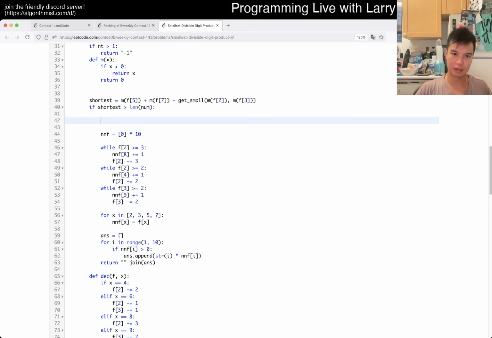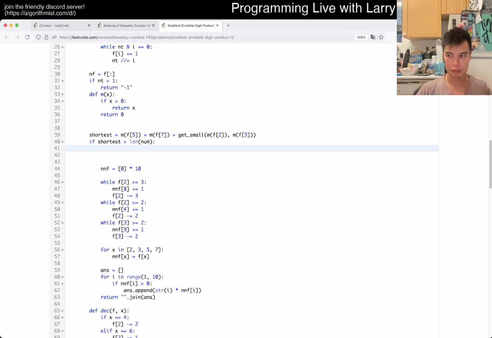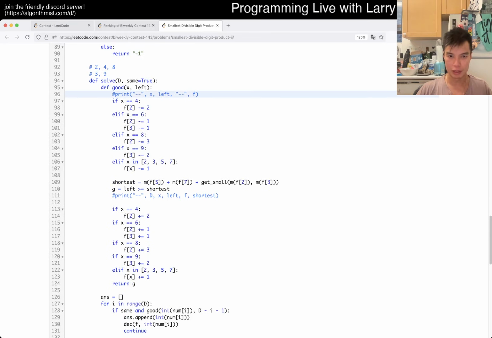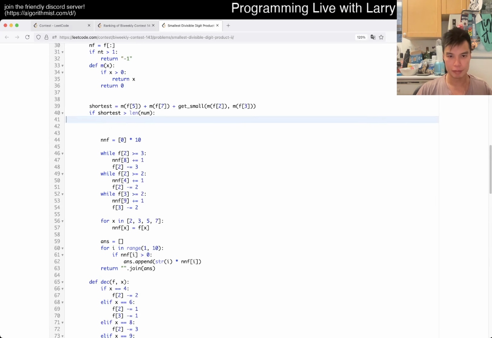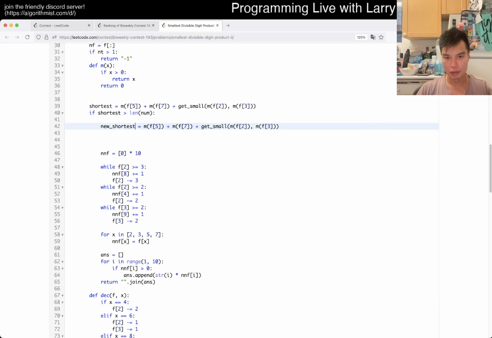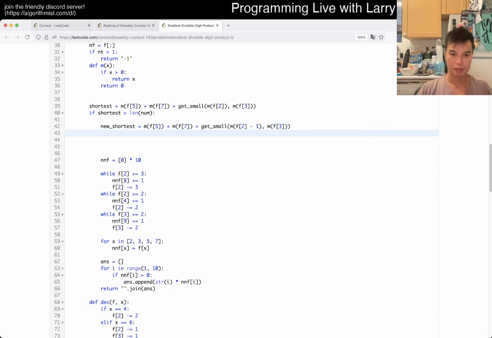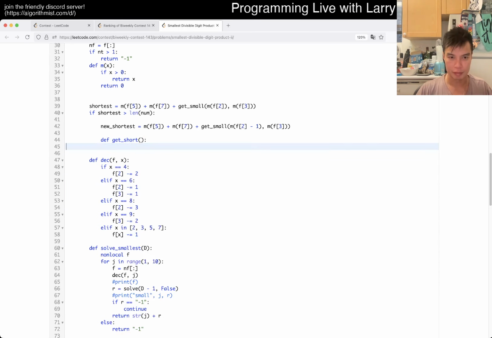Yeah, I think I've gotten this like another 5 or 10 minutes or whatever. Basically, we just do, right? I mean, just like this good function, really. I think I would have gotten it maybe, but yeah. So ref, this is the shortest that we can do, right? So new shortest is equal to this. Maybe we take away one of them. And that's really it. Okay, so here maybe we do this as get short, which is just this thing, right?